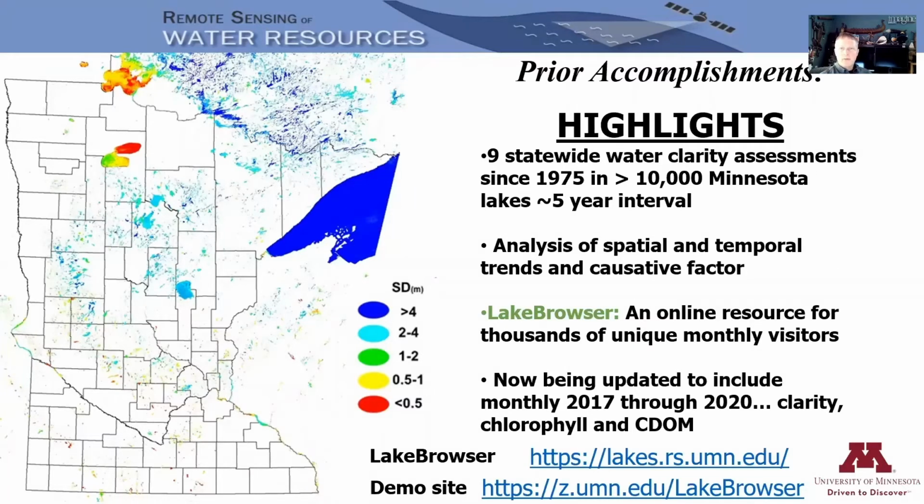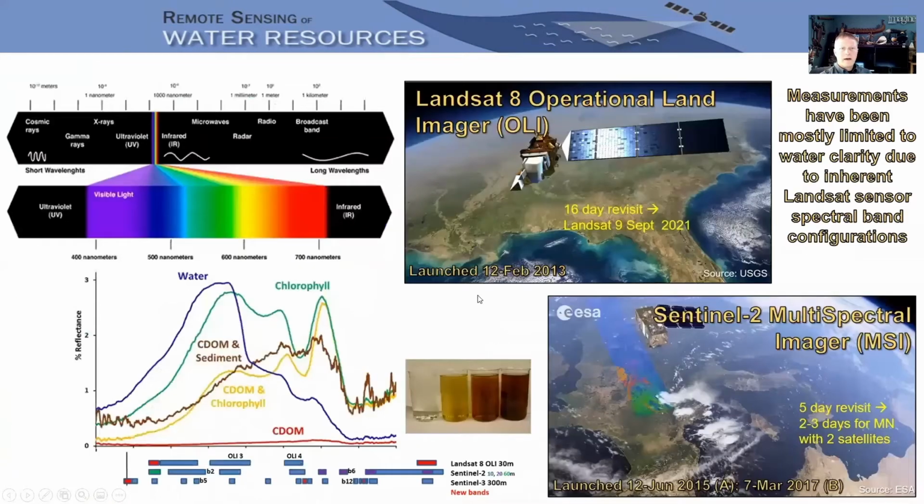It's been real popular, but if we really want to improve lake and fisheries management, we need more water quality variables more often. And that's where we're going with these new sensors that are available. They have higher spatial, spectral, radiometric, and temporal resolution. Not only can we map water clarity, we can also measure the factors that control water clarity, things like chlorophyll, suspended materials, and colored dissolved organic matter.